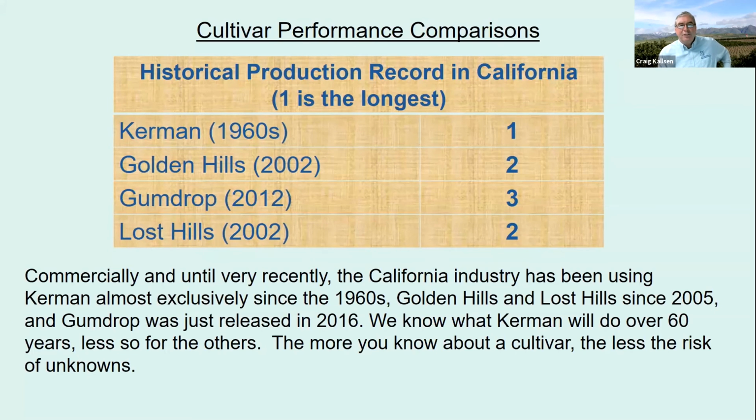Generally, there's less risk if you plant a cultivar that's been around for a long time. And you can see we've had Kerman here since the 1960s. So we know a lot about Kerman, its strengths and weaknesses. Golden Hills and Lost Hills have only got production information in the whole world since 2002, and it wasn't released to the industry until 2004 or 5. Gumdrop wasn't released to the industry until 2016, although we have some yield data going back to 2012. So generally, if you want to minimize risk, you go with something that's been around a long time.